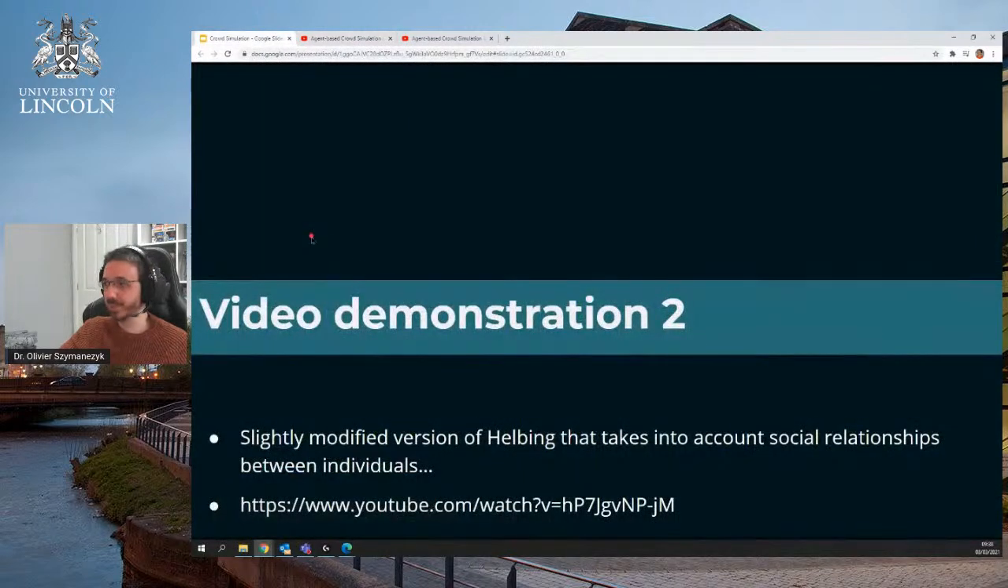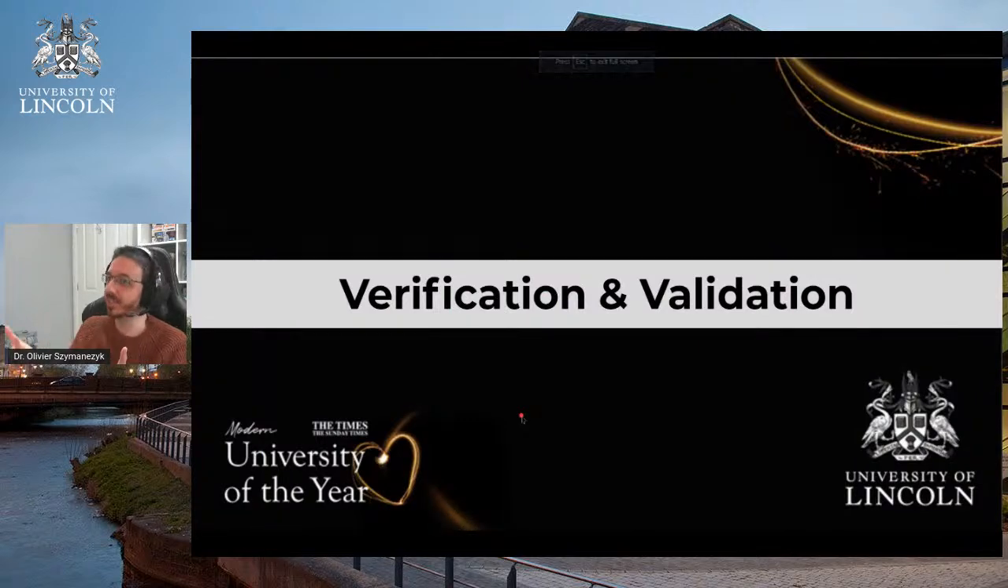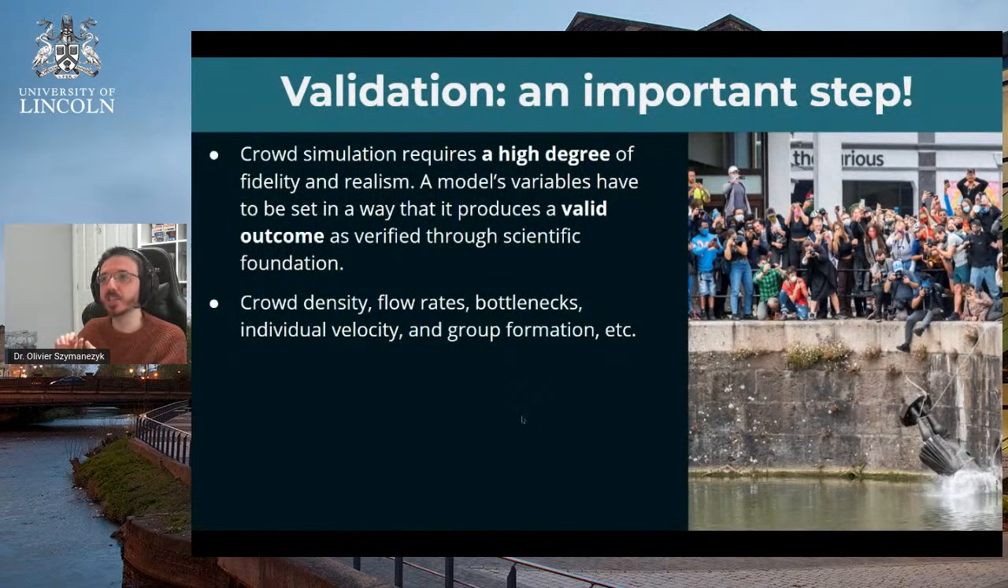But the question is still, and Warm actually asked earlier in the chat, how do we say those crowds are realistic? Because here we just looked at a video of a crowd and said, yeah, that looks all right. But we need to find data, and we need to make sure that the crowd that we're simulating is as realistic as possible, based on scientific foundation. So we need to get data out of the crowd simulator and say that data corresponds to a real crowd. How do we do that? There's a lot of data that we can get out of a crowd simulation or real crowd. Stuff like crowd density, flow rates, bottlenecks, individual velocity, trajectories, etc.